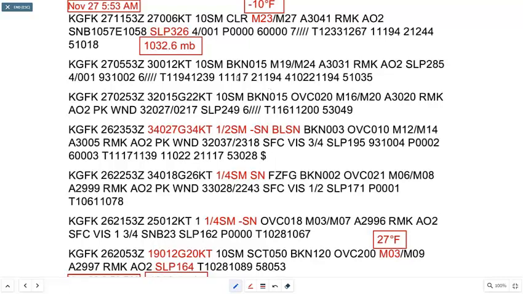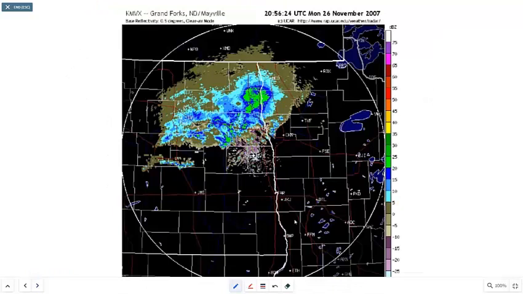And by the next morning, again, we started at 27. The next morning, we're at -10 degrees Fahrenheit, and the pressure started at 1016.4 millibars, and now it's at 1032.6 millibars. So quite a rapid increase in pressure as the Alberta Clipper moved off and a high pressure system moved in. So here's the band of snow associated with that particular feature.